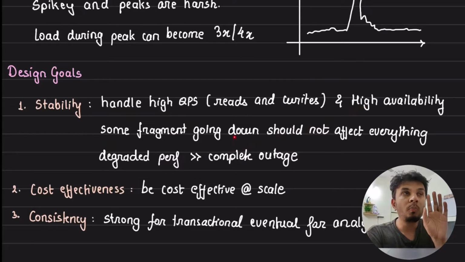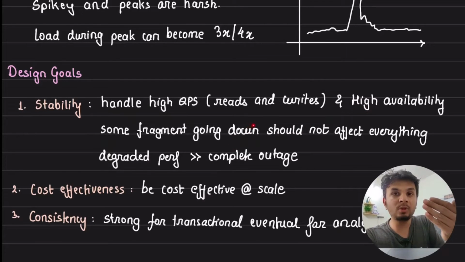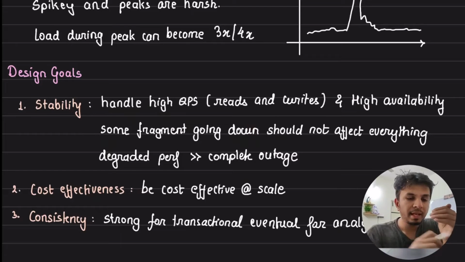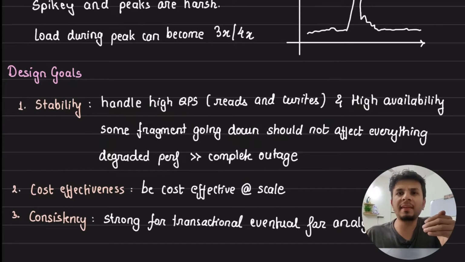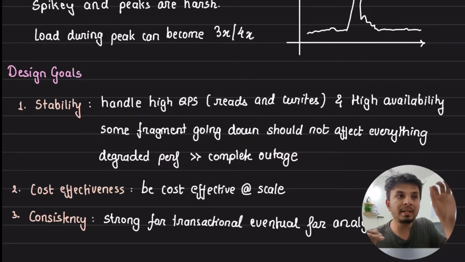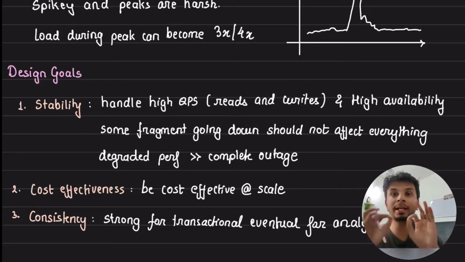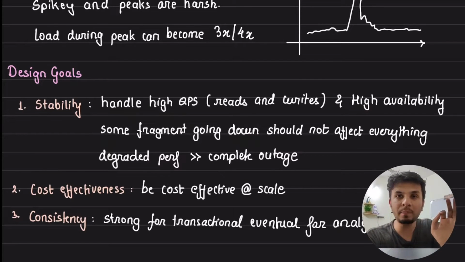Then with respect to availability, you can also sense that, hey, in case there are failures, because failures are inevitable, in case there are some failures here or there, it can have degraded performance impact on your system, but it should not lead to a complete outage. So it's okay for some fragment to be down, but some fragment down should not lead to a complete outage. This is really important for your business to survive.